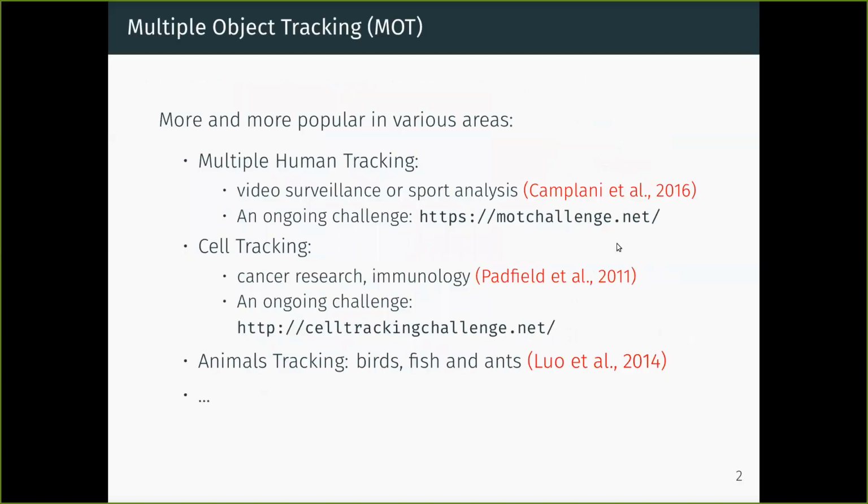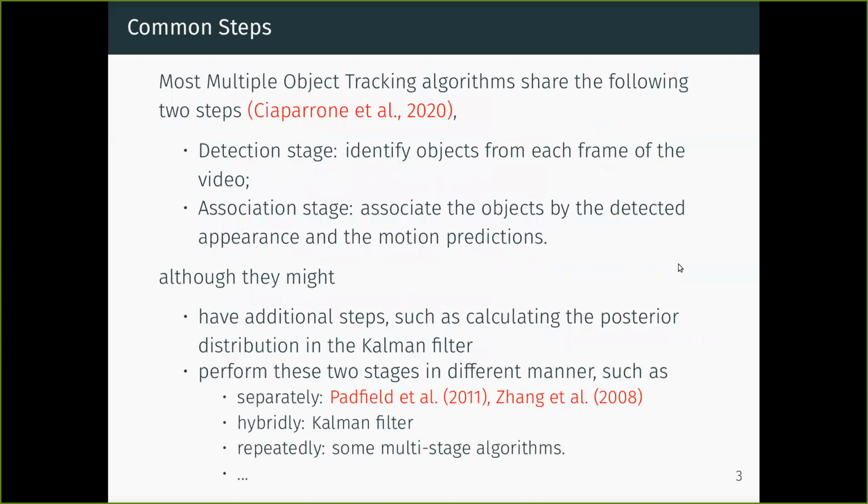Multiple object tracking has become more and more popular in various areas, such as human tracking, cell tracking, animals tracking. And there are many multiple object tracking algorithms, but most of them will share these 2 steps, detection stage and association stage. Although different algorithms may have additional steps or perform these 2 stages in different manner, such as separately, hybridly, repeatedly. We would focus on the association stage.